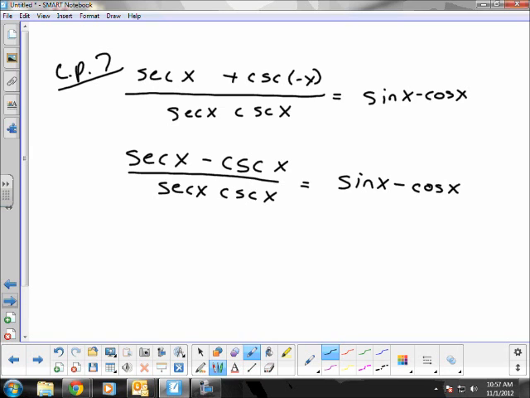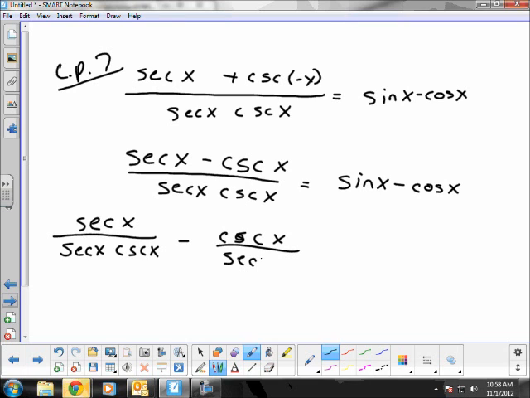I know this has got two things in the bottom, but those two things are connected with a multiplication, not a plus or a minus sign. So I can separate them. So this becomes the secant of x over the secant of x times the cosecant of x minus the cosecant of x over the secant of x times the cosecant of x. And you just take the top and you put it over the entire bottom. Okay? We good? Now what happens?